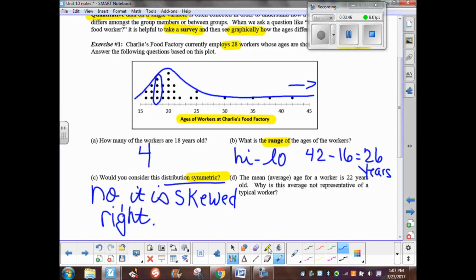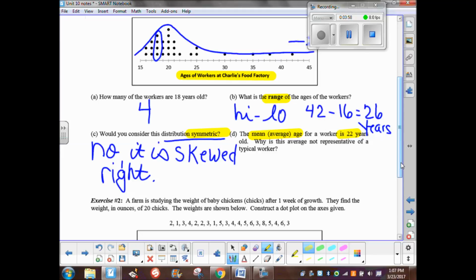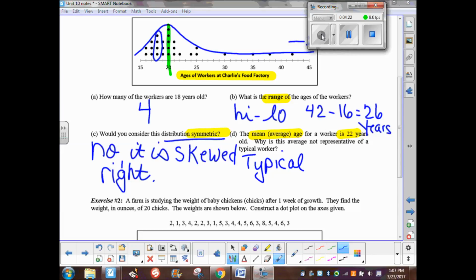The mean, or the average, for the worker is 22 years old. So they're telling us they've calculated that. Why is the average not representative of a typical worker at Charlie's Food Factory? What's a typical worker's age at Charlie's Food Factory? What do you think? 20. Okay. When I look at 20, those have the most. So that's our typical age. Typical age, okay, would be 20. That's where most of them are.